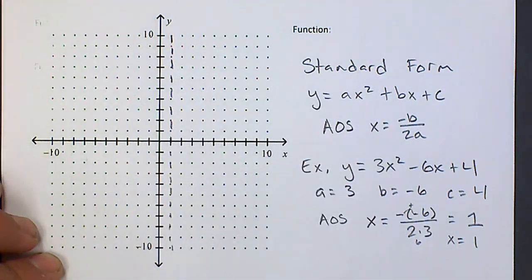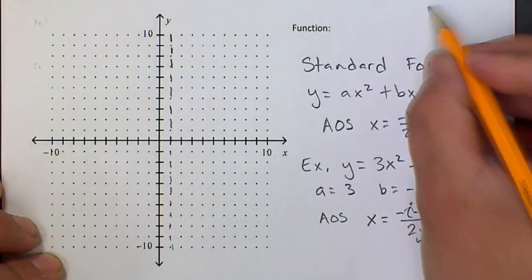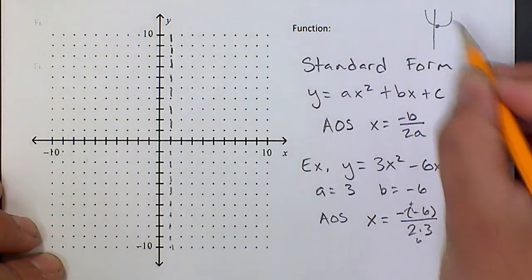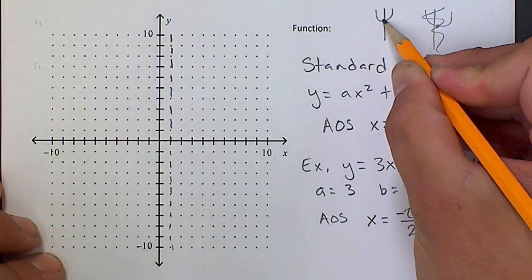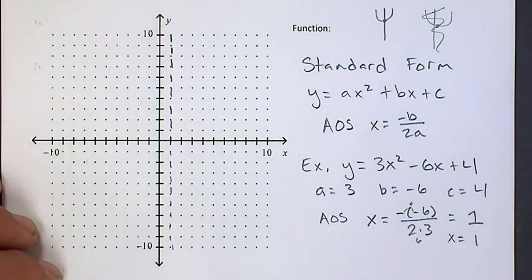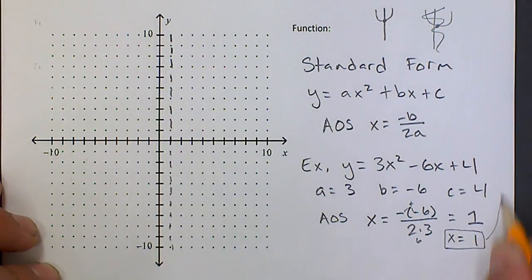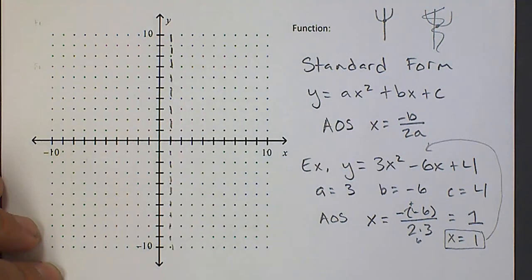And another point you need to find is the vertex. Now, with parabolas, the vertex lies directly on the axis of symmetry. Here's a parabola. There's the axis of symmetry. The vertex lies right on the axis of symmetry. So what you could do is take x is equal to 1, substitute it back into your original quadratic equation to find the y value. So let's go ahead and do that.